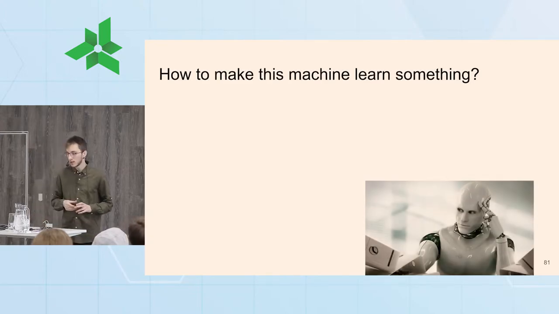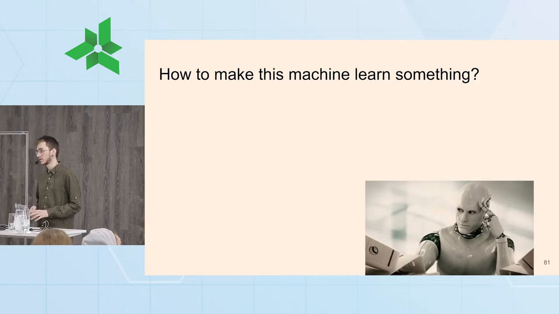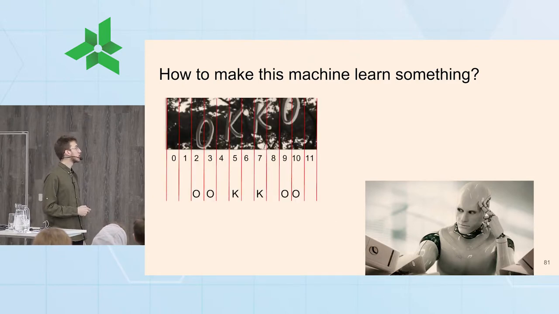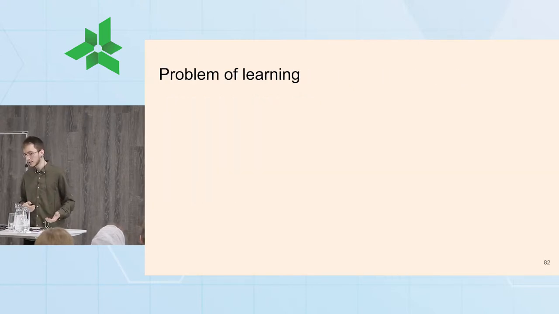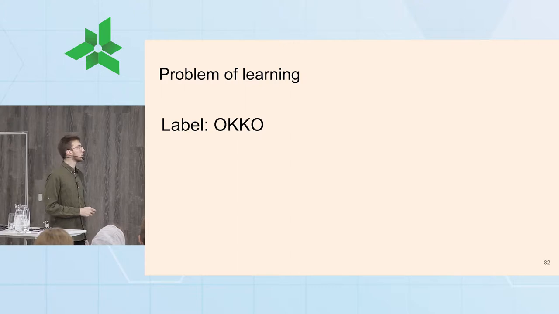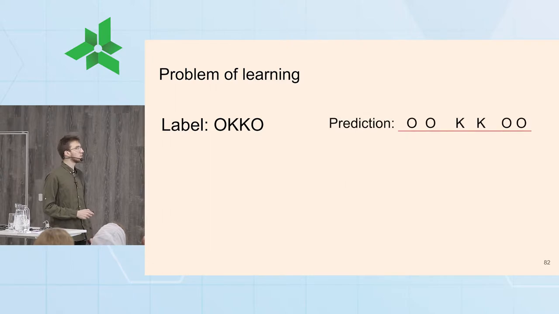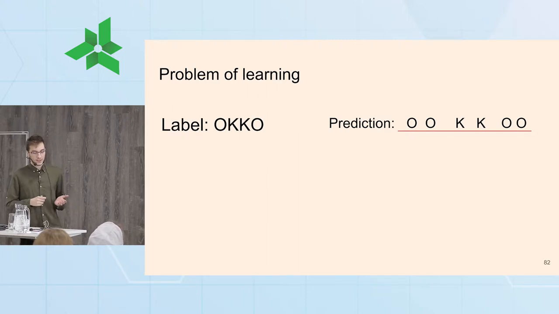Now there is another question: how to make this machine learn something? How do we make it learn that we have O here, O here, K, K here, O, O? Our problem is something like that. We have our input image and a label that it's OKO, but we don't have the label O, O, K, K, O, O. We don't have this labeling at each timestamp.